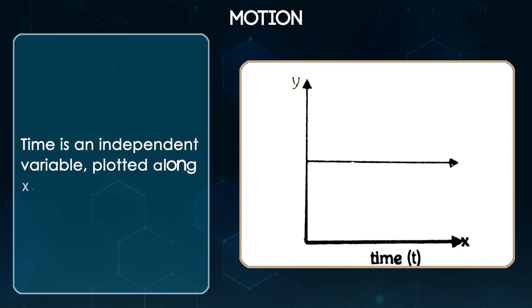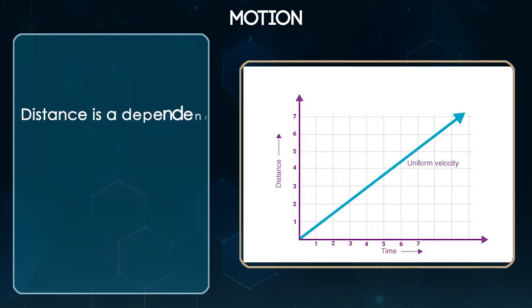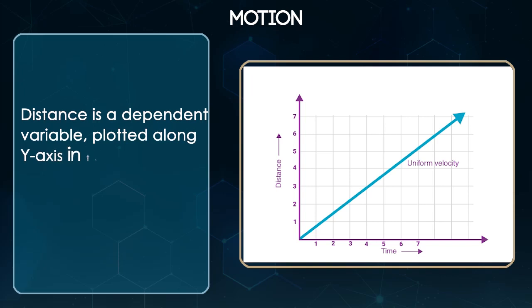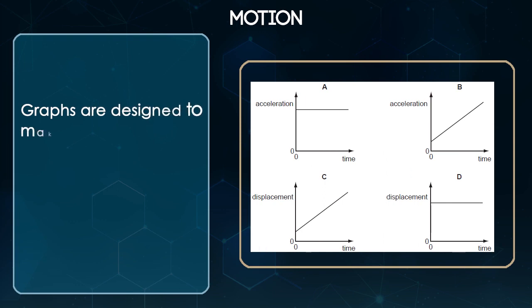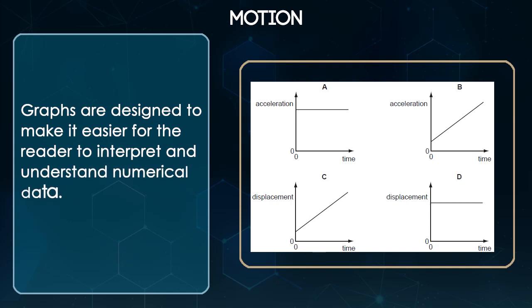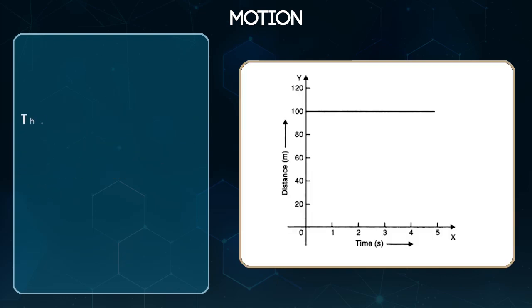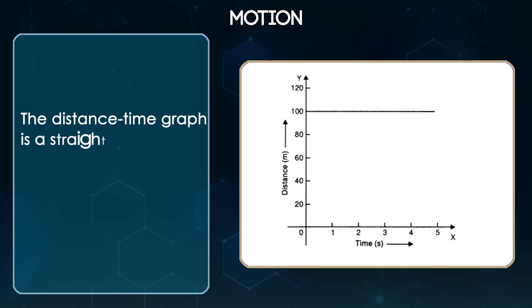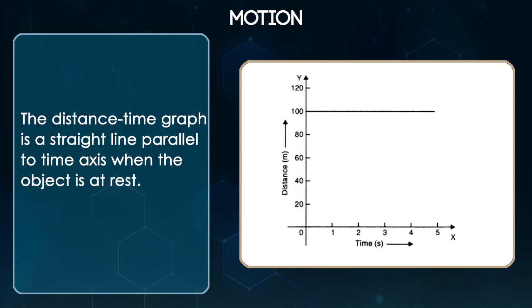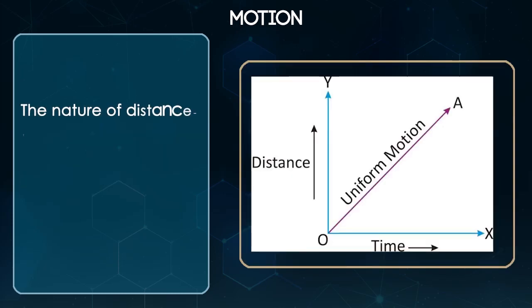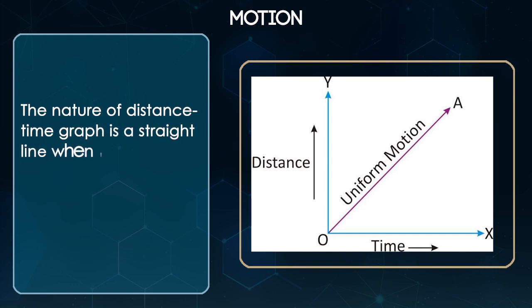Time is an independent variable plotted along the x-axis. Distance is a dependent variable plotted along the y-axis in the distance time graph. Graphs are designed to make it easier for the reader to interpret and understand numerical data. The distance time graph is a straight line parallel to the time axis when the object is at rest. The nature of the distance time graph is a straight line when the object is in the state of uniform motion.